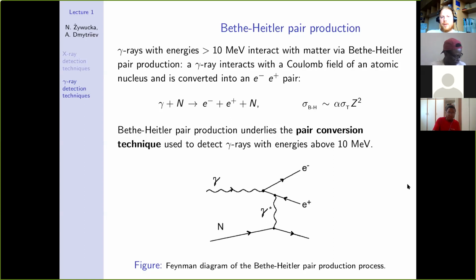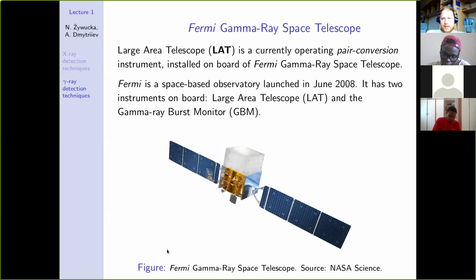So to detect gamma rays with energy above 10 MeV, you need a material with high atomic number to be able to ensure that you will catch the gamma rays efficiently and they will not leak through matter. So this underlies the detection technique which is used by the Fermi Gamma Ray Space Telescope. This is a space observatory, not ground-based.